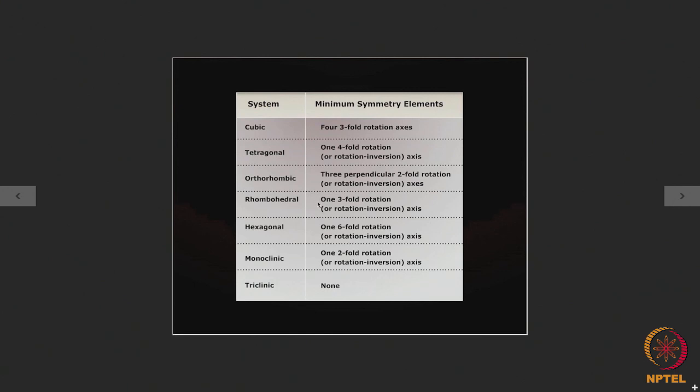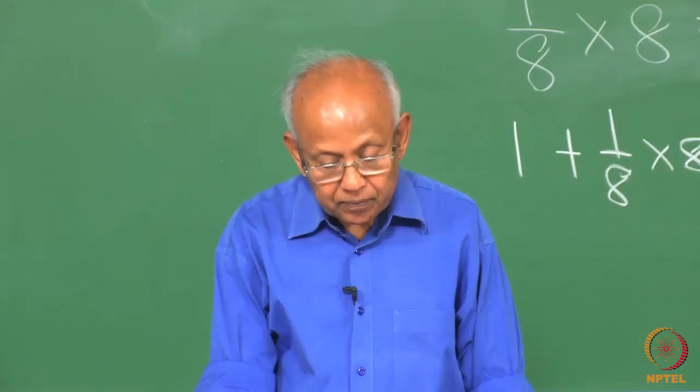A rhombohedral system must have at least one 3-fold rotation or rotation inversion axis. A hexagonal system must have at least one 6-fold rotation or rotation inversion axis. A monoclinic system must have at least one 2-fold rotation or rotation inversion axis, whereas a triclinic system has none of the symmetry elements present.